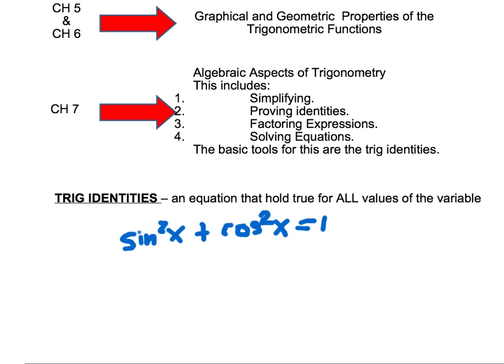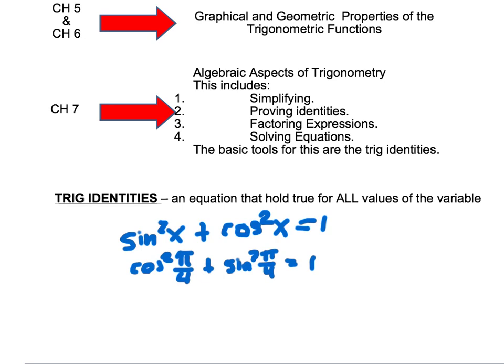No matter what value I put in for x, it should make this true. So we can take one of our unit circle values, let's use pi over 4, and put that in. By the commutative property, it doesn't matter what order you add, so cosine squared of pi over 4 plus sine squared of pi over 4 should be equal to 1. Now we're going to do all our work on the left side of the equation to see if it comes out to be the right side.